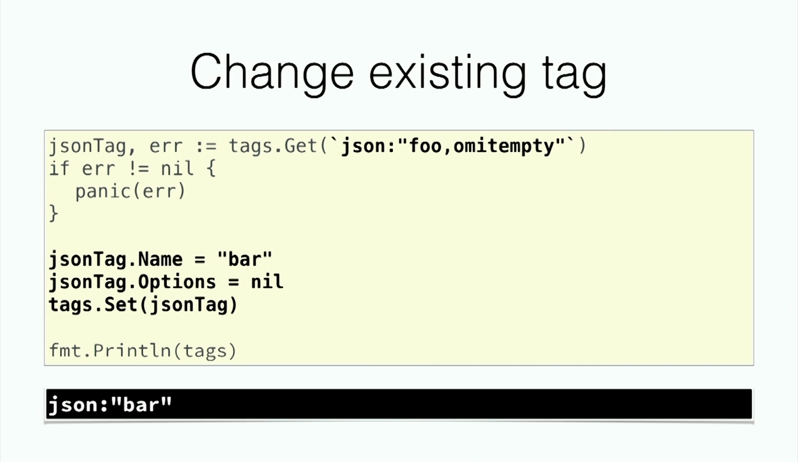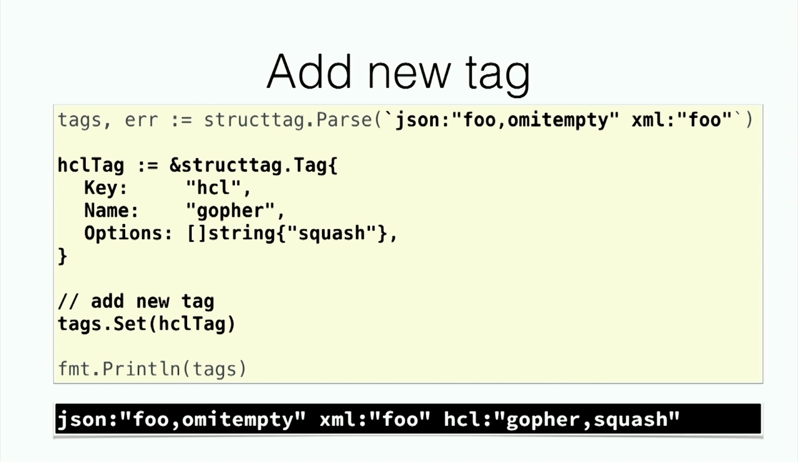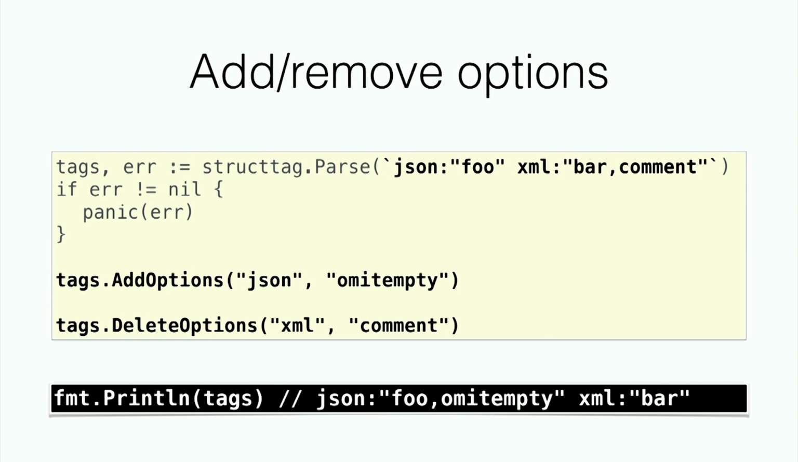And how do we change it? Here, for example, I again parse it, I get the JSON tag, I replace the name, so the value, with bar, and I remove the options. And if I set it and print it again, it's now json bar. It totally has changed. We can also add a new tag here. For example, I add a new key pair, the HCL key with the value gopher, and I also add a new option. It also allows us to add and remove options.